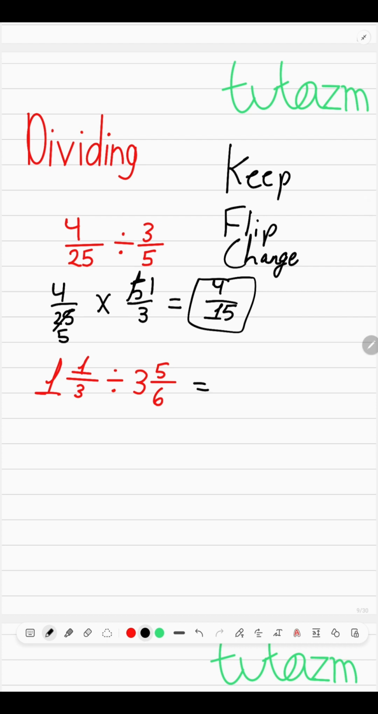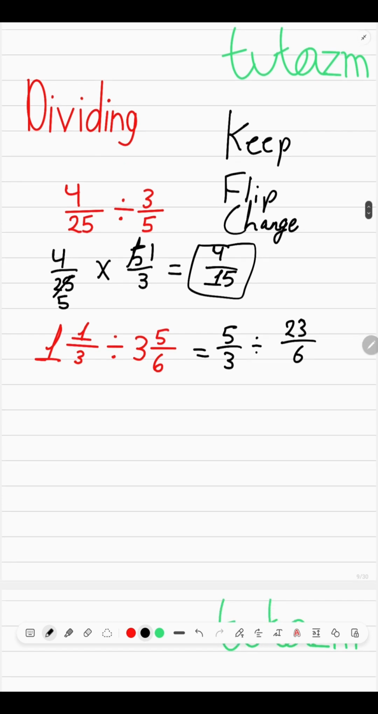Okay, so start by converting 1 and a third into an improper fraction. So 3 times 1 is 3, plus 1 is 4... so 4/3. And then keep the division sign for now. 6 times 3 is 18, plus 5 is 23. So 23/6.